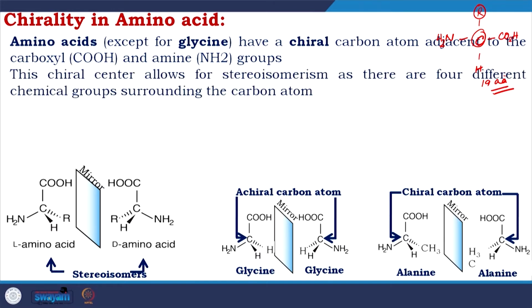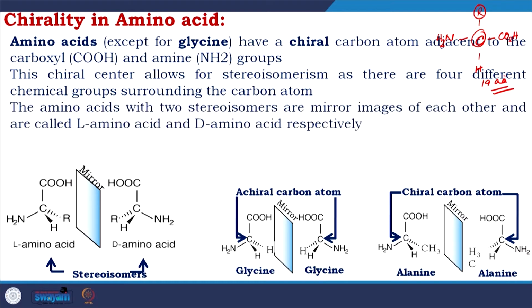This chiral center allows for stereoisomerism as there are 4 different chemical groups surrounding the carbon atom. The amino acids with 2 stereoisomers are mirror images of each other and are called L amino acid and D amino acid. So, if you see there, the stereoisomers could not be superimposed. In glycine both of them are hydrogen, in others they are different, the R groups. In alanine you see the CH3. So we know about those.